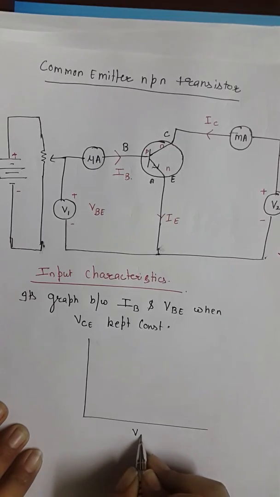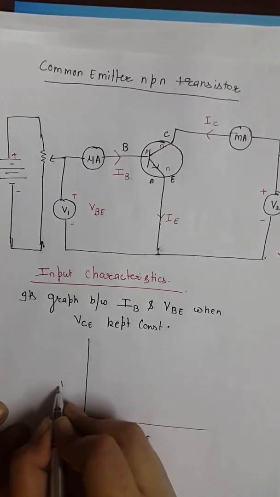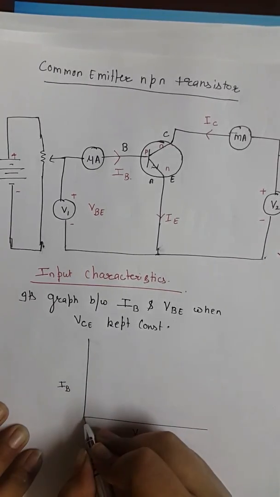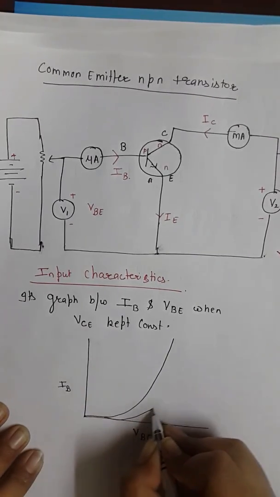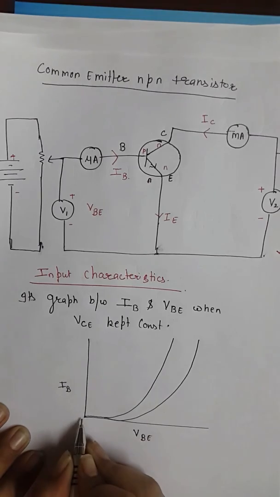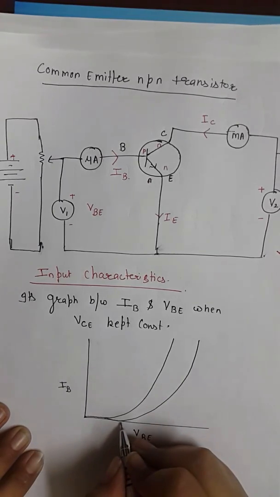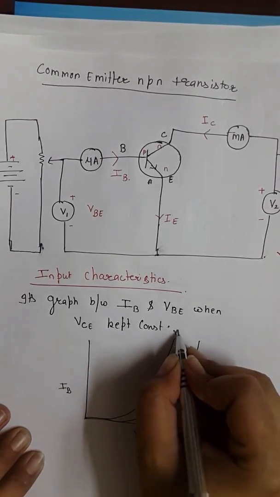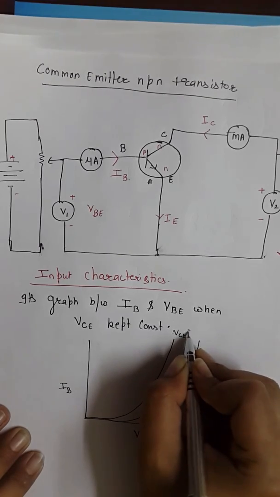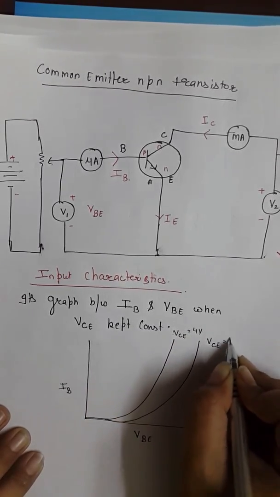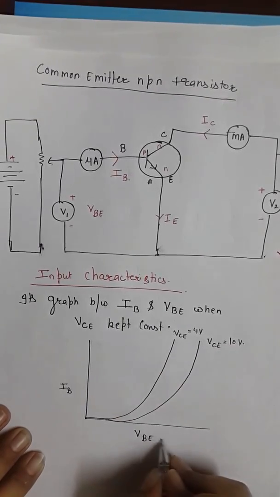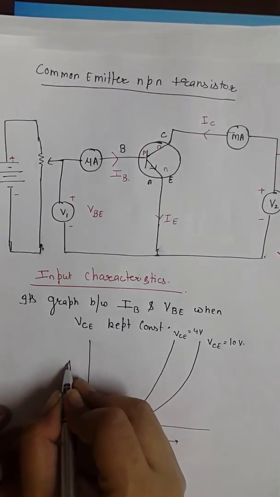So this is my VBE, this is my IB. We'll see the graph comes up like this. Okay, it's not starting from the origin, it rises after some time. I'll tell you why. VCE is kept constant, for example at 4 volts and at 10 volts. That's my VBE, that's IB.